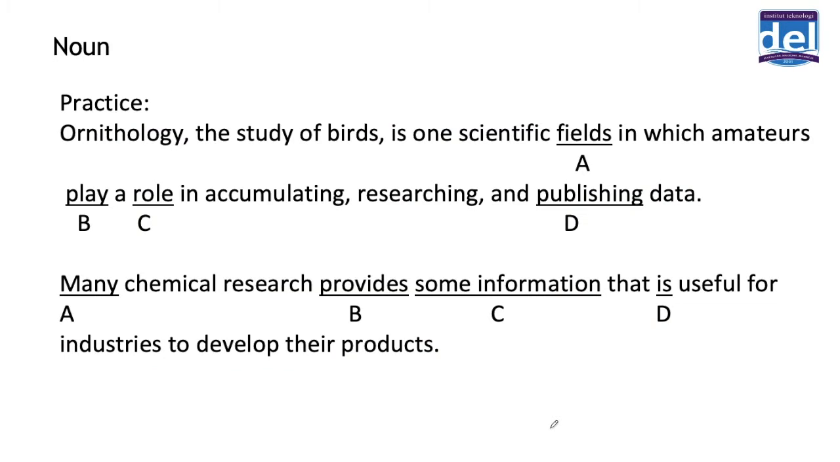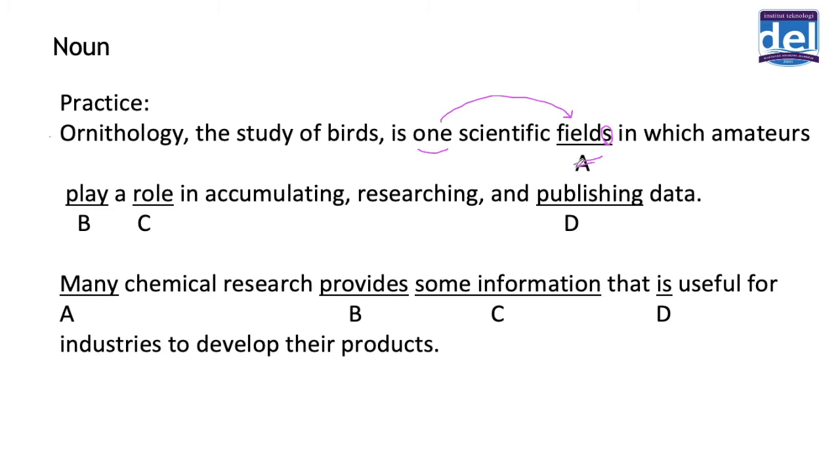Okay, now let's see the practice here. We need to find the part which is wrong. The first one, the answer is A. A kind reminder, everyone, if parts of a sentence are not underlined, that means those parts are correct. There is nothing wrong with them. A is wrong because here we have one. One is a determiner for a singular countable noun, while in here we have a plural noun. So A is wrong. It is supposed to be one scientific field.